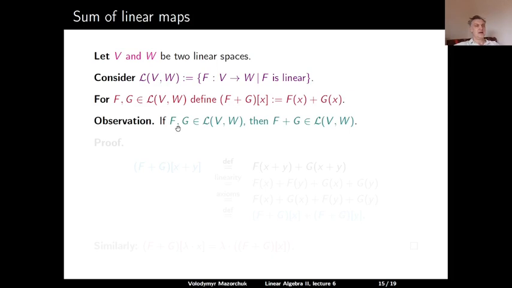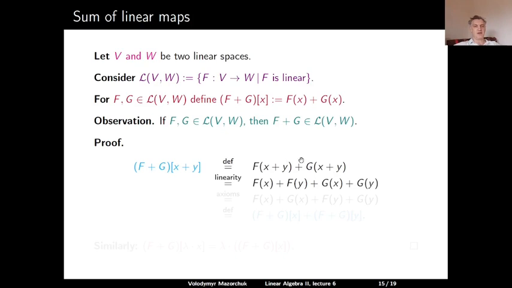Observation: if F and G are linear maps from V to W, then their sum is also a linear map from V to W. Proof. Again, let us check one of the axioms of linearity and the others are similar. So applying F plus G to x plus y, by definition this is equal to F of x plus y plus G of x plus y.